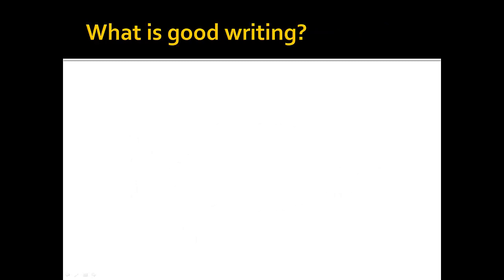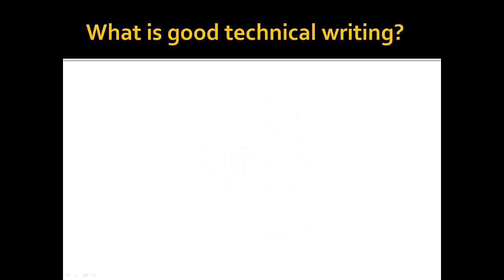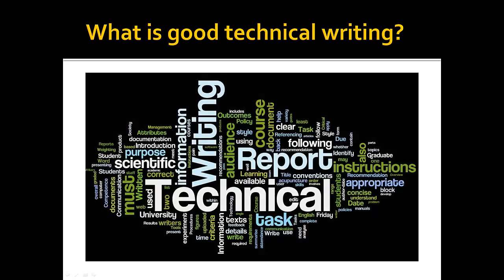So what is good writing then? Here's some writing. Is this good writing? So think about what good writing is. Now if we take that a little step further, what's good technical writing? So you might have some ideas about what that means. Could be some of the things that are on the screen there. So it's about conveying information, about being clear and concise and having all of those things.